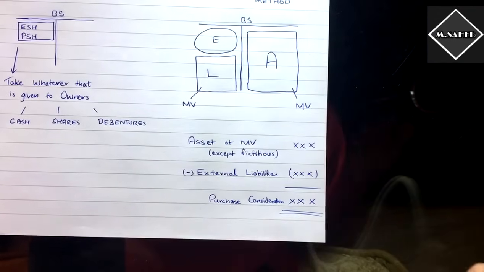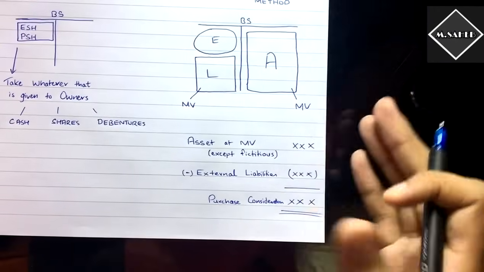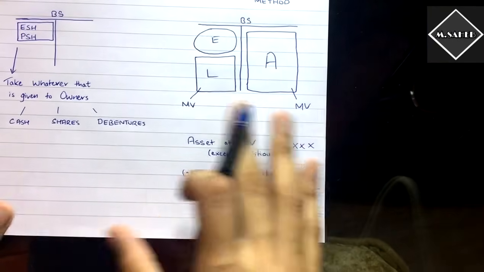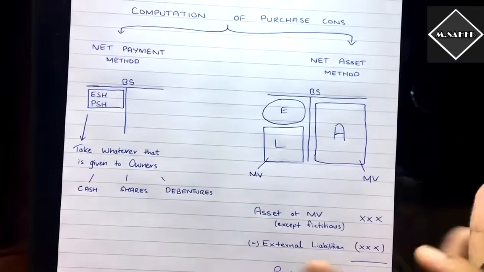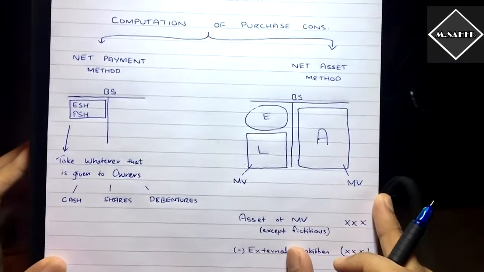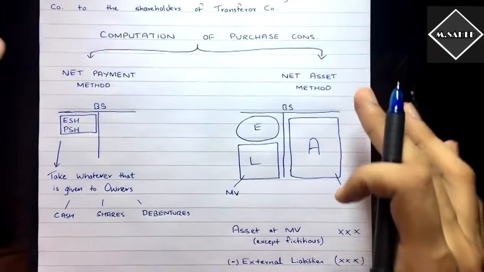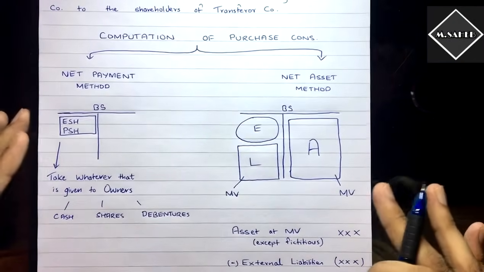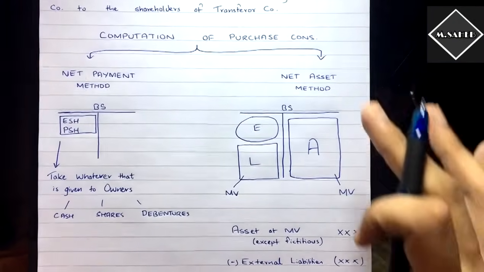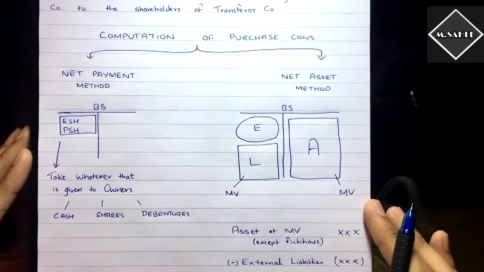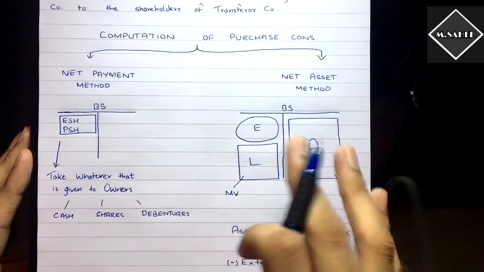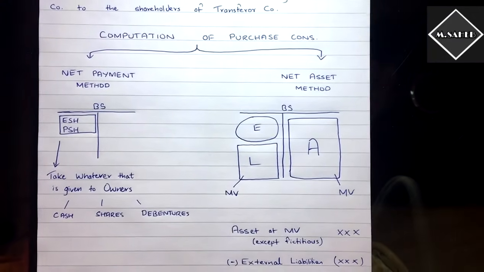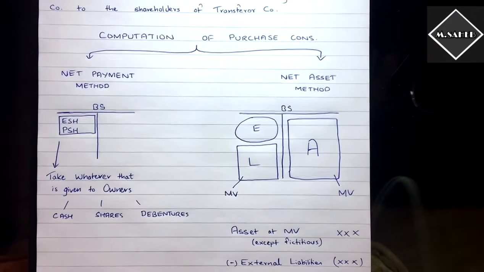That's it. This is how you will calculate according to the net asset method: assets minus liabilities, at market values, right? And in net payment, whatever is given to the owners of the company, that would be the net payment method. These are the two simple methods of calculating purchase consideration. Now we are going to solve some examples on net payment as well as net asset. Then you will feel this is very easy and you can easily solve these small problems and get the marks, right? Let's go to the problems.